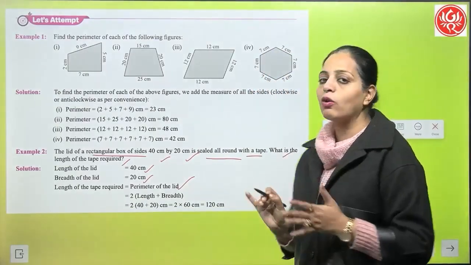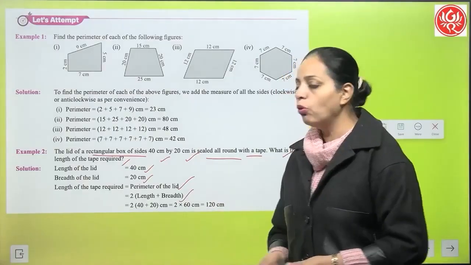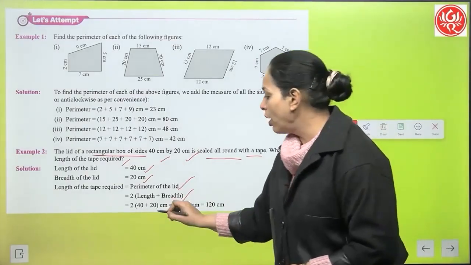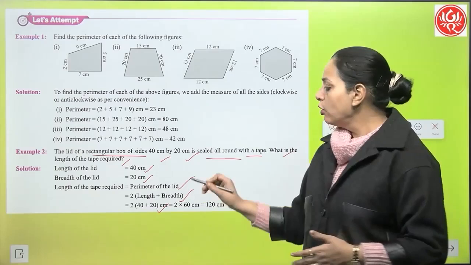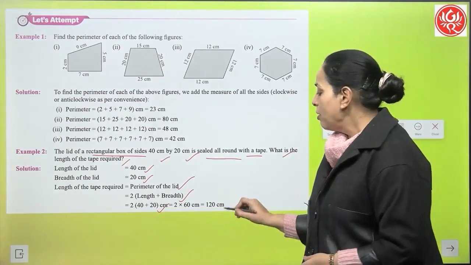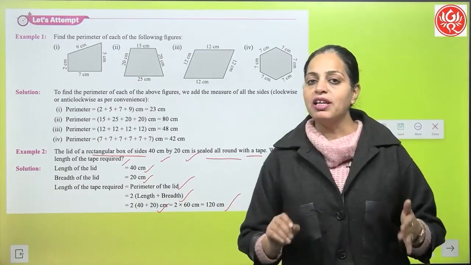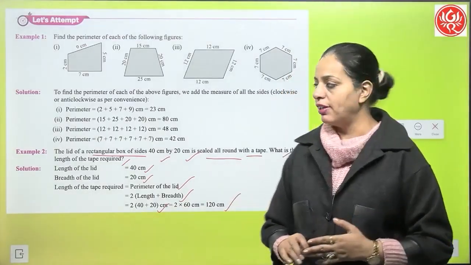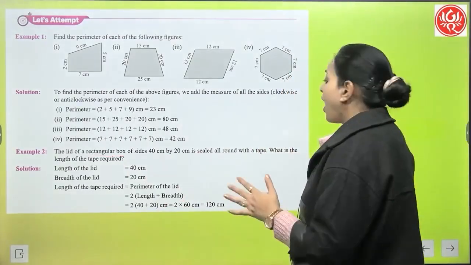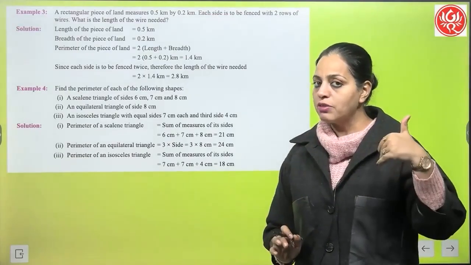So it's a rectangular shape. So here 2 into L plus B, formula में हम value substitute कर देंगे. 2 into 40 plus 20, that is 2 into 60 means 120 centimeter. So I hope these are clear to you. Show me your thumbs up.